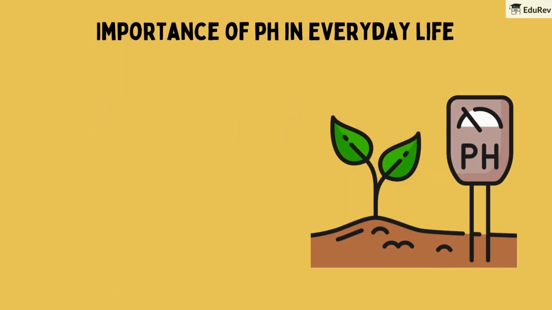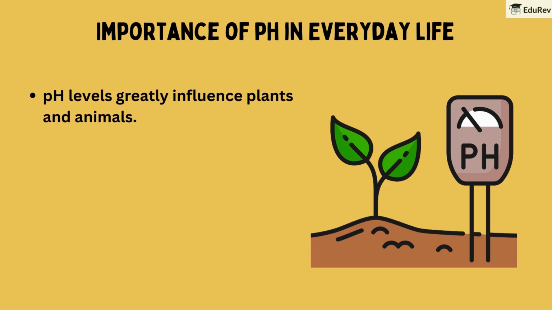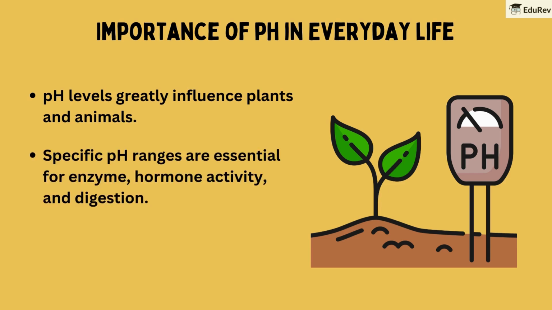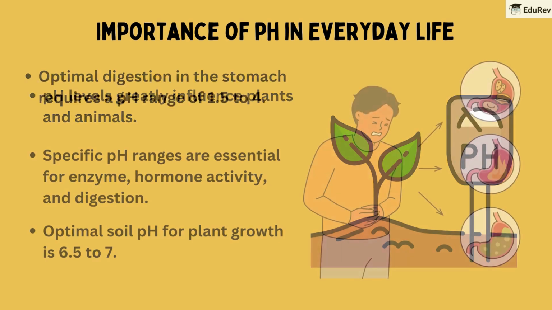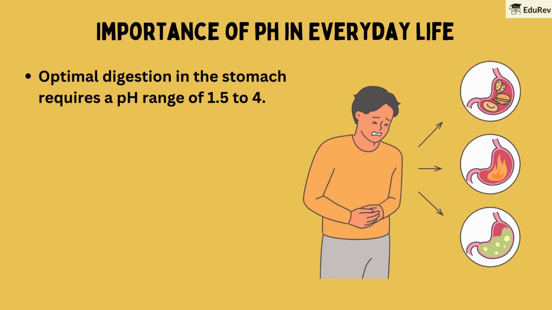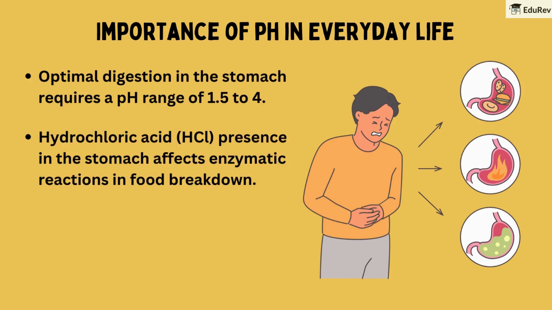Let us now see the importance of pH in everyday life. pH levels greatly influence plants and animals. Specific pH ranges are essential for enzyme, hormone activity, and digestion. Optimal soil pH for plant growth is 6.5 to 7. Optimal digestion in the stomach requires a pH range of 1.5 to 4.